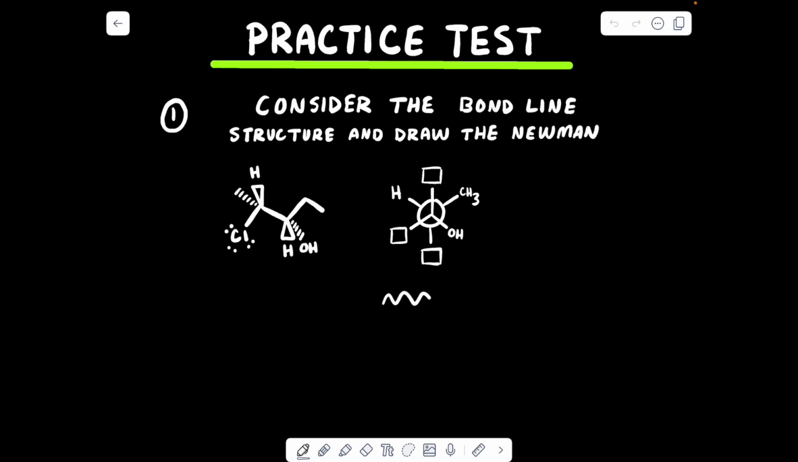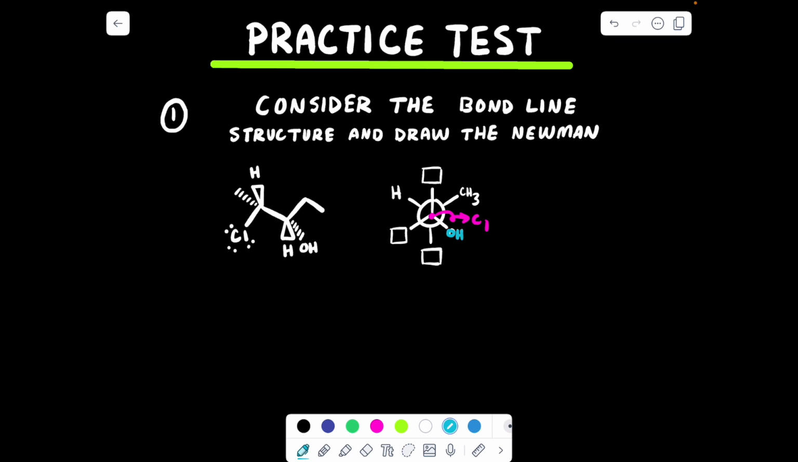So they gave you a Newman projection where you have to essentially fill in 3 of the boxes. What you have to do is figure out which carbon is in front. So let's label this carbon C1. And C1 we know is attached to an OH group. So on our bond line structure, what we need to do is find the OH group. So here I can see there's my OH group. Therefore, this must be carbon 1.